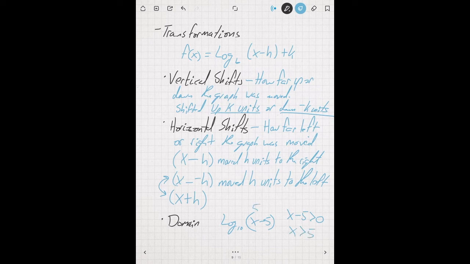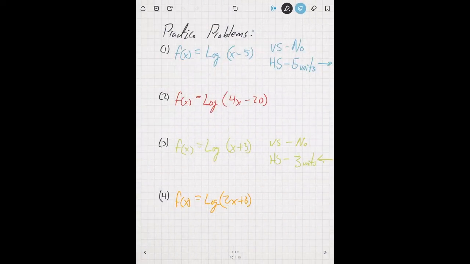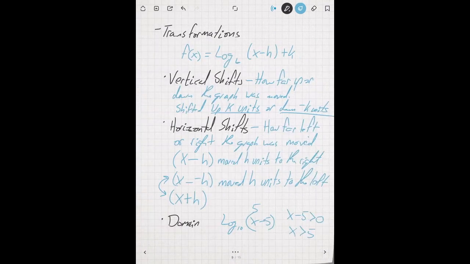What would happen if I plugged 5 in for x? Let's take a look here. If I were to plug 5 in for x, I would get log base 10 of 0. And we can't have the argument be 0, because 10 to what power gets you 0? Nothing. It doesn't work. So, whenever we perform a horizontal shift, we change the domain. Because anytime you perform a shift, the domain becomes new, all right? Because you've slid over the graph.